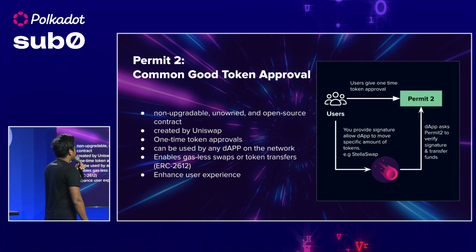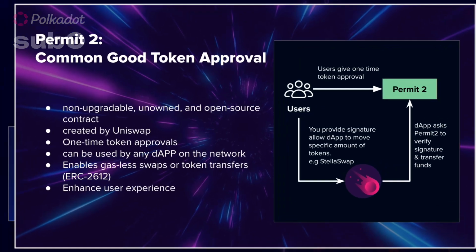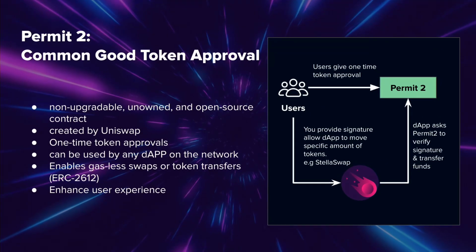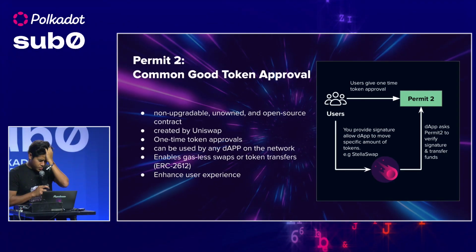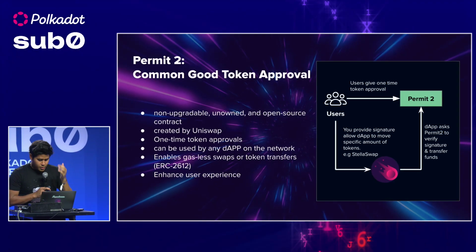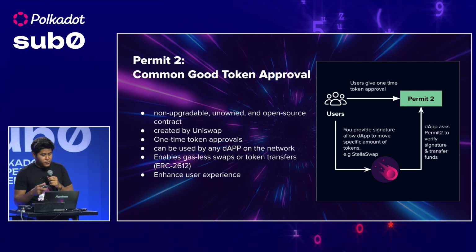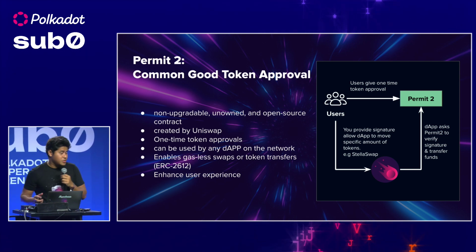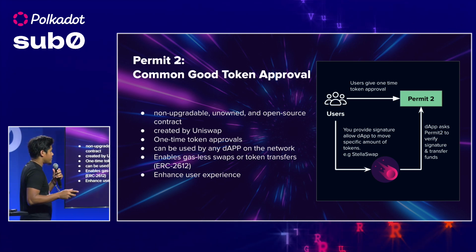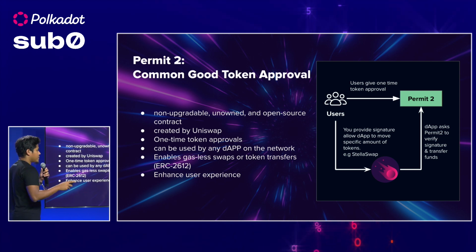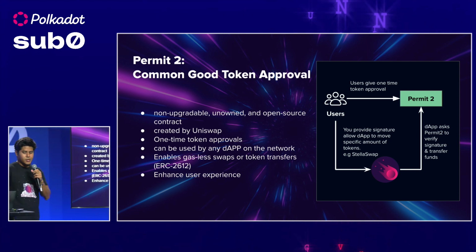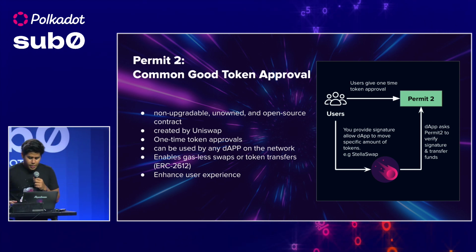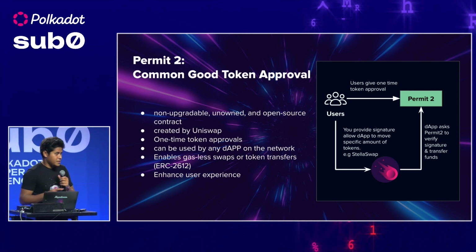All right, so this is Permit 2. A bit more about Permit 2. It's non-upgradable, unowned, and open source. It was created by Uniswap back in mid 2022, right? It allows for one-time token approval. Actually, it could also be time-limited token approval. So you can set it anytime that you want, and it can be interchangeable with any dApp.